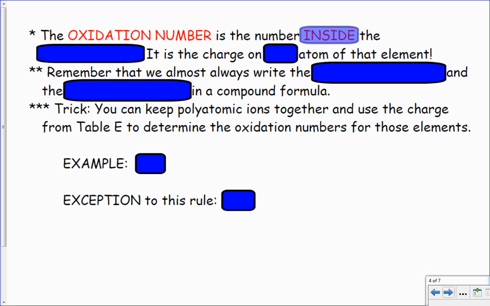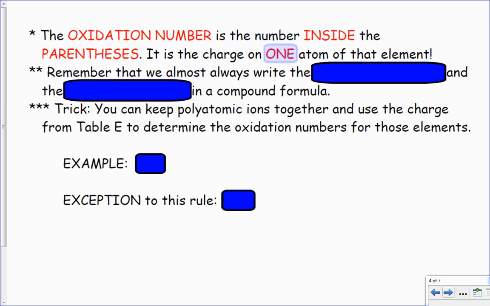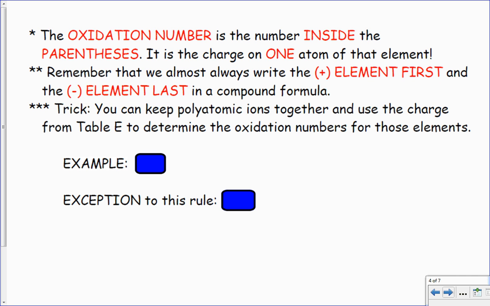So, a little bit more. Rules for the oxidation number. The oxidation number is the number inside of the parentheses. It is the charge on only one atom. So if it's a diatomic, it still just has to be for 1. I have to use those rules. We almost always write the positive element first and the negative element last in the compound formula. Very rarely does that ever change. I believe NH3 is the only time I've ever seen the negative come first, and that's just a crazy thing. It just happens like that.